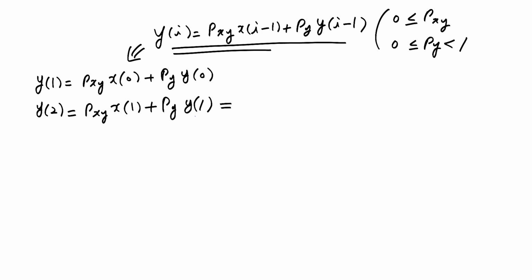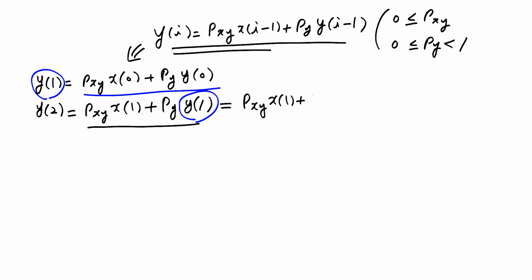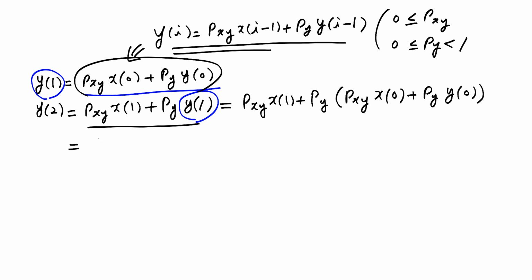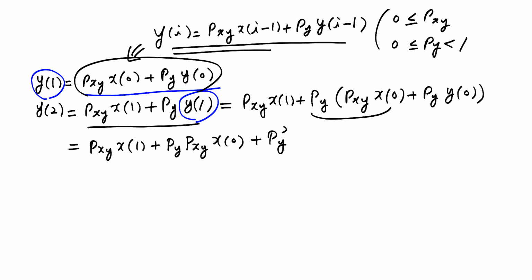But since Y of 1, which is this value here, is equal to this, we can say this is equal to Pxy X of 1 plus Py times this value here, which is Pxy X of 0 plus Py Y of 0. So that is Pxy X of 1 plus Py Pxy X of 0 from here plus Py squared Y of 0.